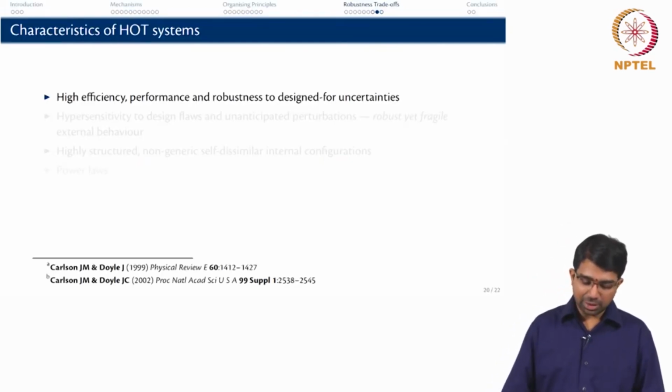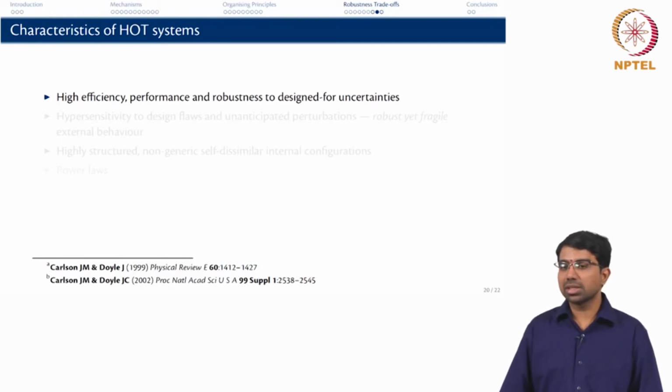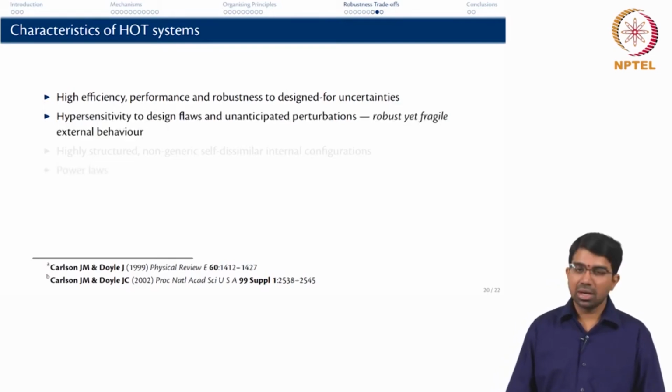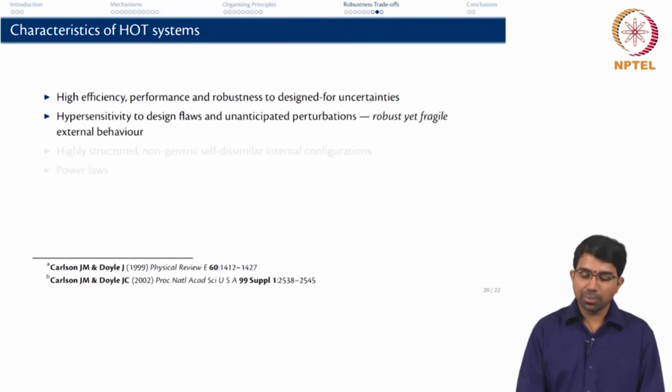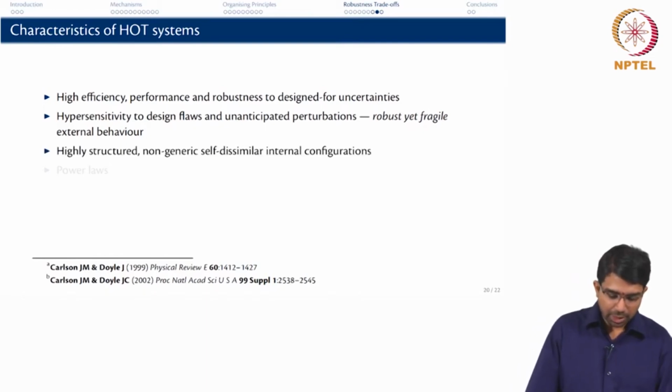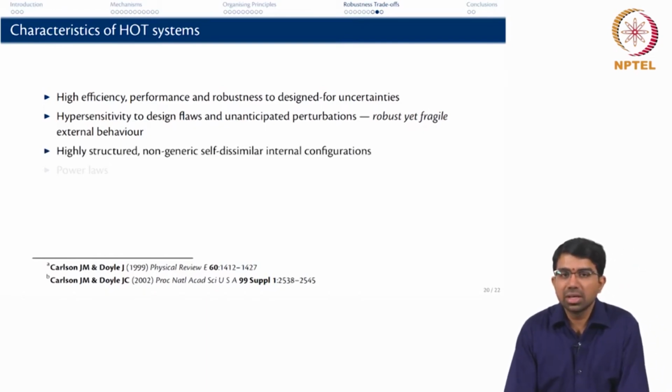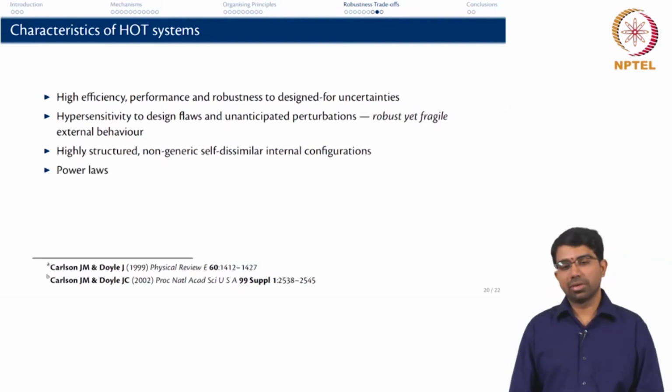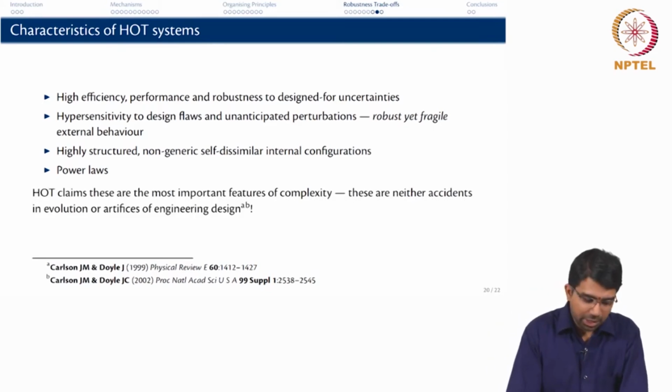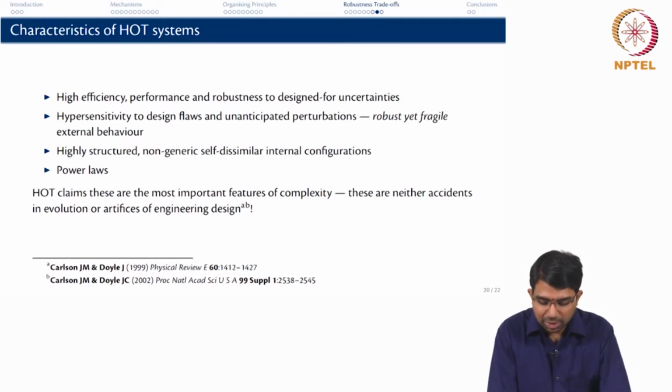So, they are highly efficient, with very high performance and robustness to uncertainties that have been accounted for or evolved for, yet hypersensitivity to what they call design flaws or unanticipated perturbations. So, you have robust yet fragile behavior, and typically you have highly structured, non-generic, self-dissimilar internal configurations, right. So, there is a lot of diversity in the internal configuration where all your robustness is distributed, and typically it ends up with power laws. So, the highly optimized tolerance theory claims that these are the most important features of complexity, and neither accidents in evolution nor artifacts of engineering design.